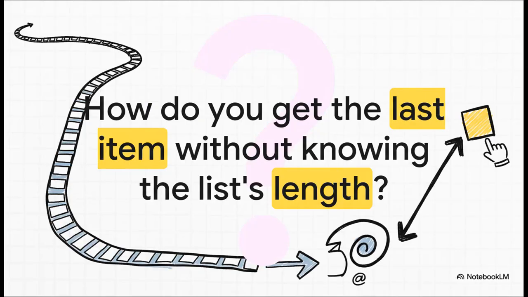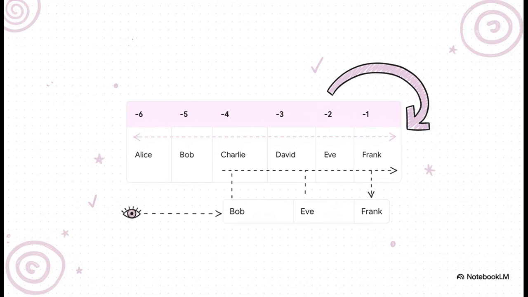Okay, but here's a challenge. What if your list has hundreds of items, and you just need the very last one? You probably don't want to have to count all the way to the end just to find its index number. Luckily, Python has a really clever trick for this. And here it is. It's called negative indexing. You can actually count backward from the end of the list. Index -1 will always, and I mean always, get you the last item. -2 gets you the second to last, -3 gets you the third to last, and so on. It's an incredibly convenient shortcut that you will use all the time.